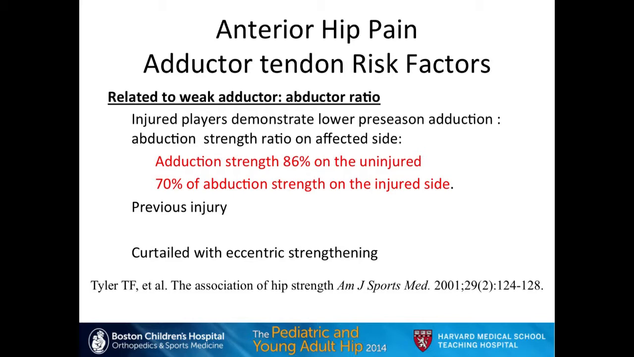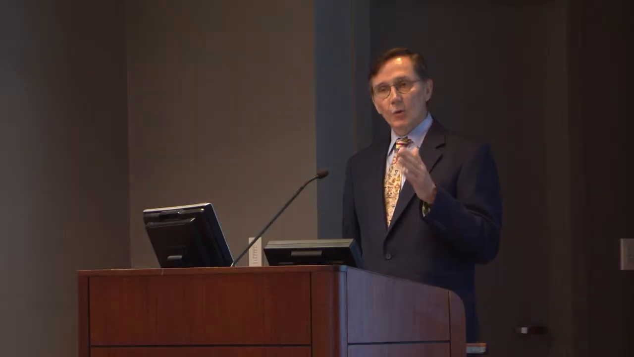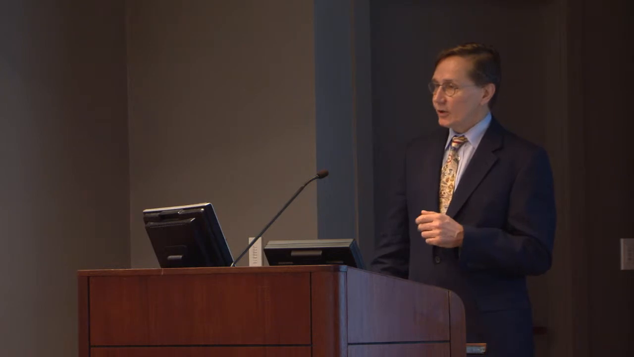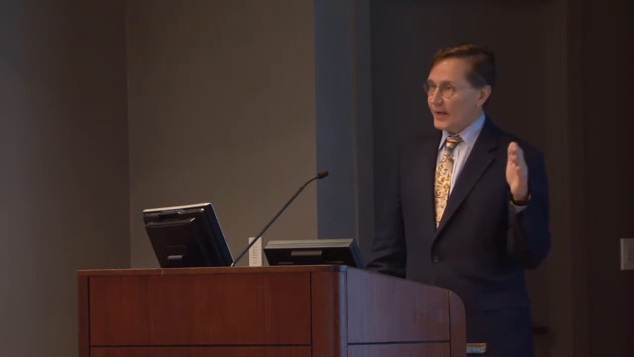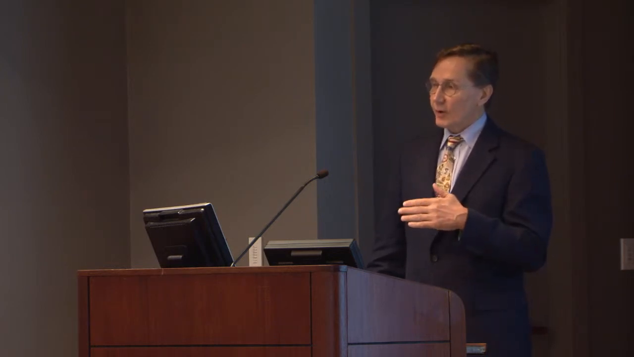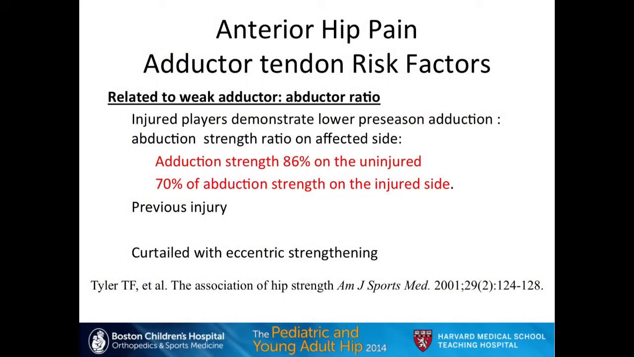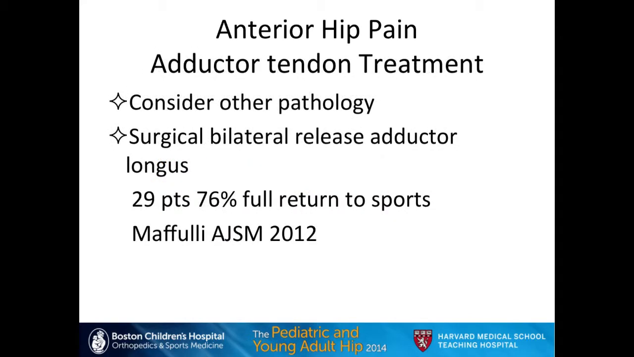Tyler did a nice study, has done several nice studies looking at adductor strength and its relationship to the abductor strength. And what they did preseason was look at adductor-abductor ratios, and in following these athletes through the season, the athletes with more adductor weakness, a decreased ratio to the abductor, was highly associated with pain syndromes. And then they did a further study to show that if you did eccentrics, you could prevent injury as well as treat the injuries that actually occurred with those tendons.